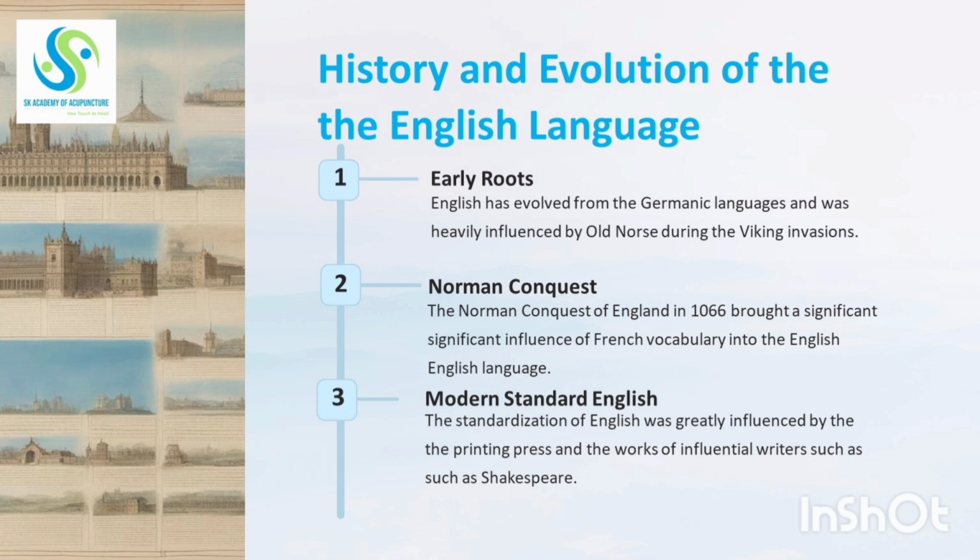So this is where the printing press came into play. The invention of the printing press in the mid 15th century standardized English. William Caxton introduced the printing press to England in 1476, leading to more uniform spelling and grammar.